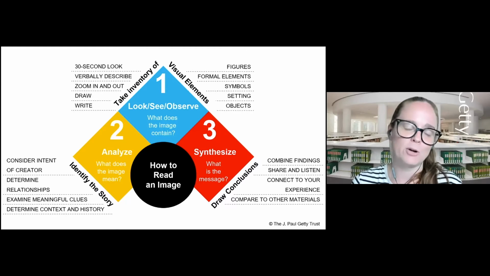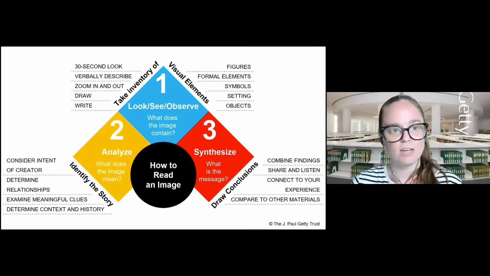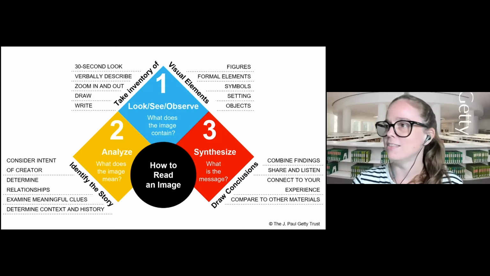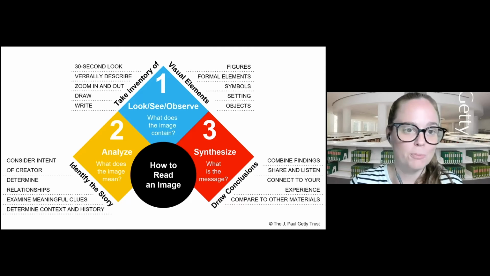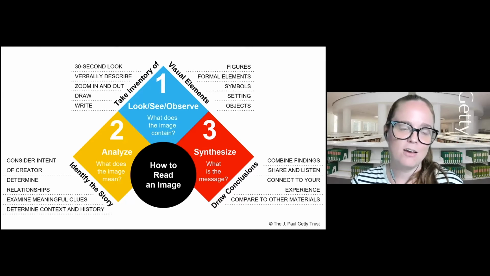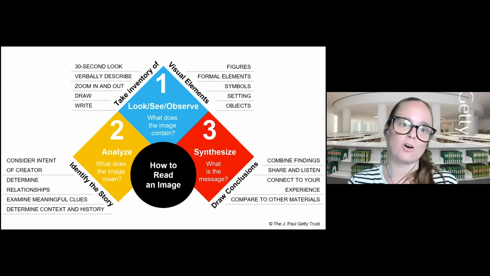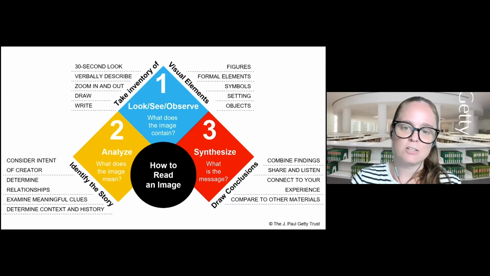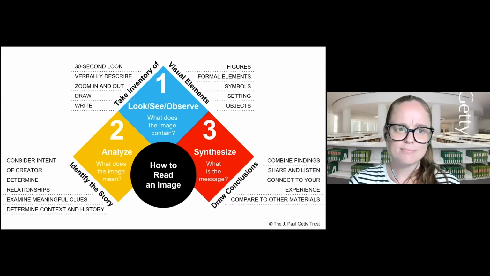So maybe what would your story be, how would you change the story, or what would your message be from the story? And then compare it to other materials. So is there maybe a similar painting that has a different meaning, or how can you compare one story to another story you've heard from a different perspective? So this will really allow you to think deeper about what it means to read the image and what the message is.